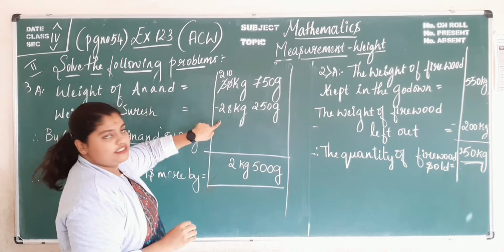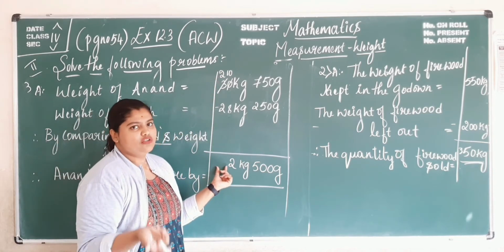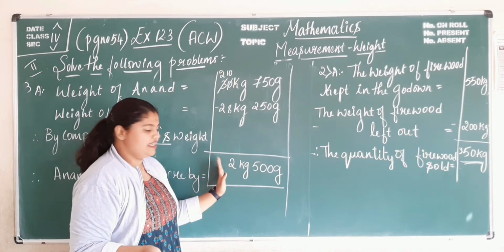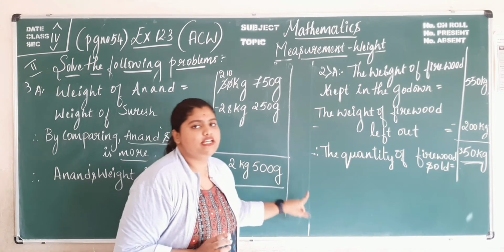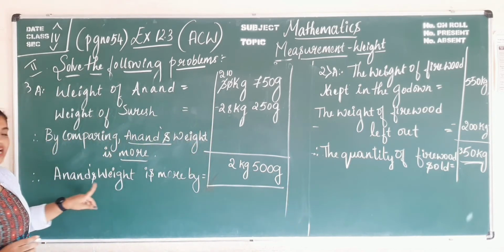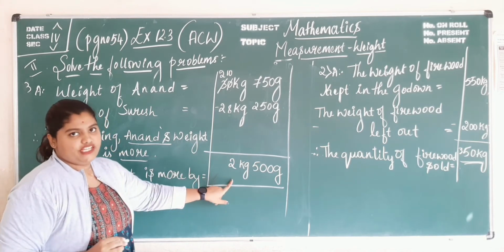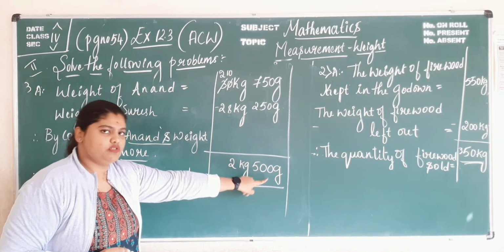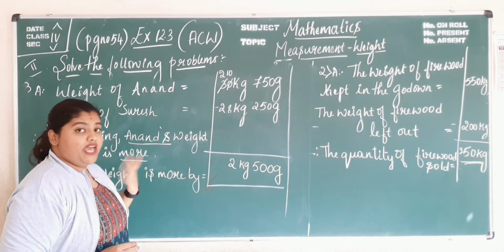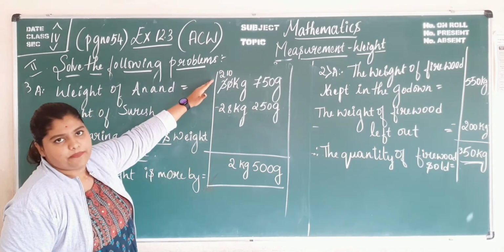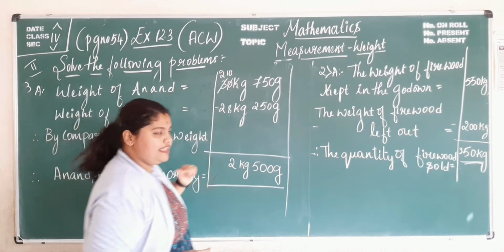What is 2 minus 2? 0. Do I have to write it here? No. If I don't write it, it does not have value, so we will keep it as it is. So it is 2 kg 500 grams. Therefore, Anand's weight is more by 2 kg 500 grams. Just by comparing, you came to know Anand's weight is more, and by how much means we subtract the weight of Anand and weight of Suresh to get the answer.